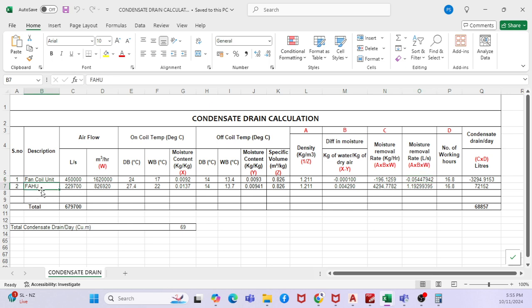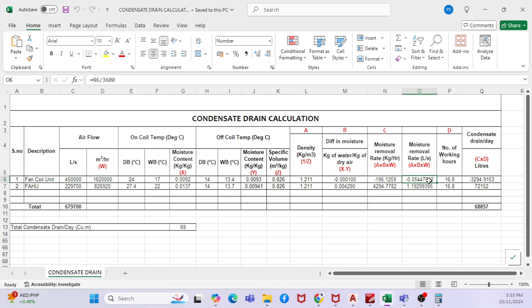Similarly, if you want to calculate for the FCU, based on the dry bulb temperature, the on coil condition and the off coil condition, I can calculate the moisture content based on the psychrometric chart. I can calculate the specific volume, then the density, and then the difference in moisture. So what is the equation to calculate your moisture removal? It is nothing but CFM multiplied by delta W, which is moisture, divided by specific volume or multiplied by density. Both are the same. So I will get the moisture removal rate in liter per second or kg per hour.